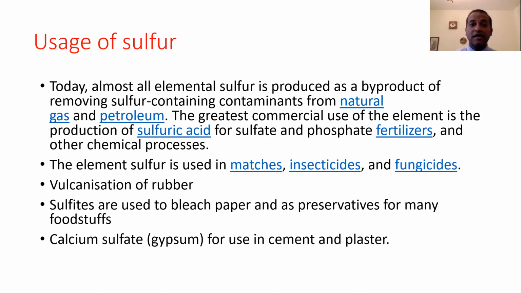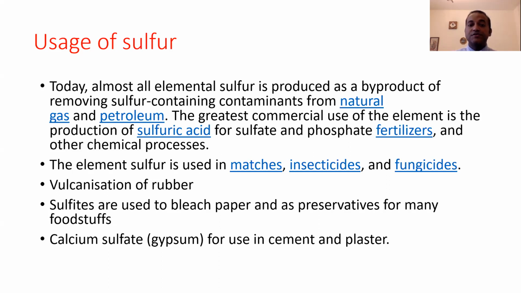Okay. Now, besides that, sulfur is also a byproduct of natural gas and petroleum. And the main use of sulfur is to make fertilizer. Okay. So there are many types of fertilizer made from sulfur. Then sulfur is also used in matches, insecticide, fungicide.